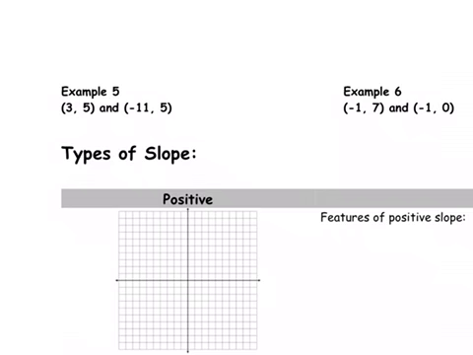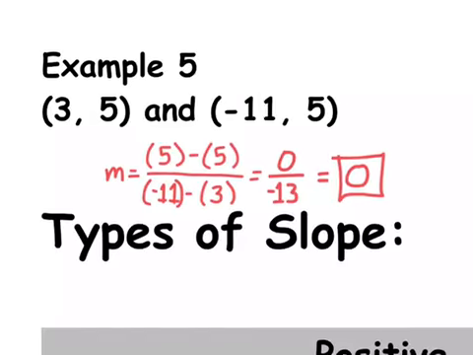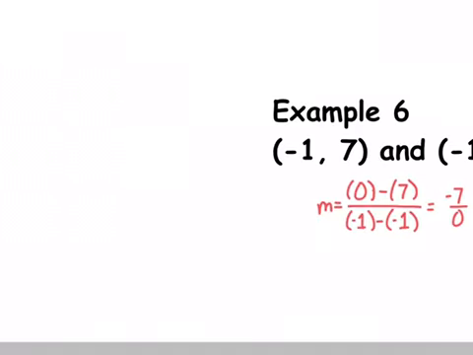So on the next page we have our special cases for slopes. Go ahead and calculate the values for the slope between the points given in example 5 and example 6. Looking at example 5, I have 5 minus 5 over negative 11 minus 3. I end up with a 0 in the numerator. Any 0 divided by any non-zero number is going to be 0. So I have a slope of 0, which is just fine. That's going to be a horizontal line.